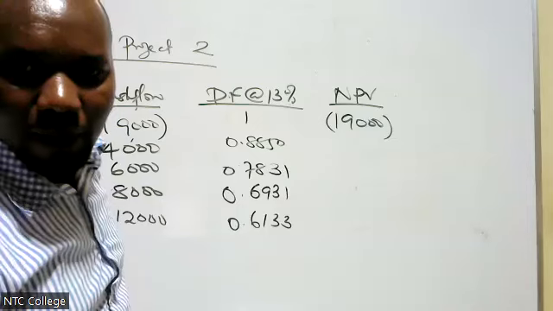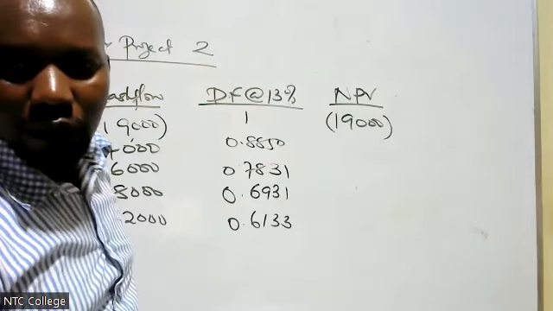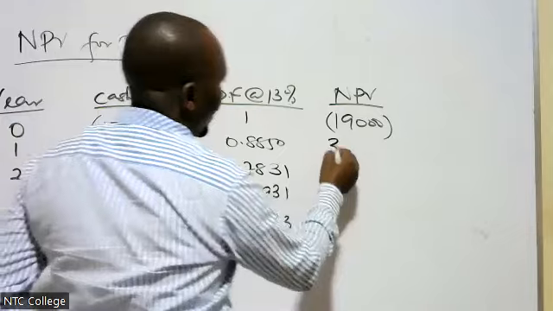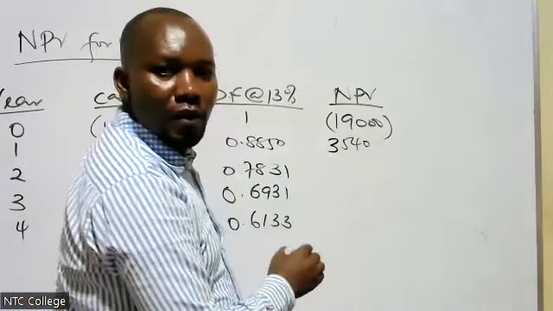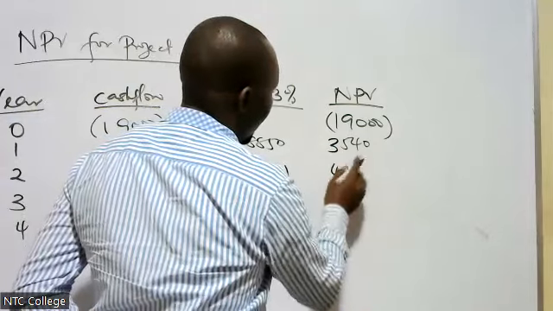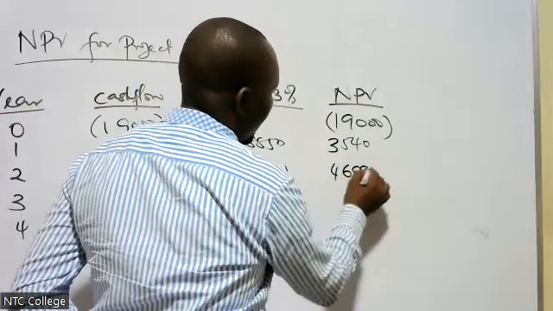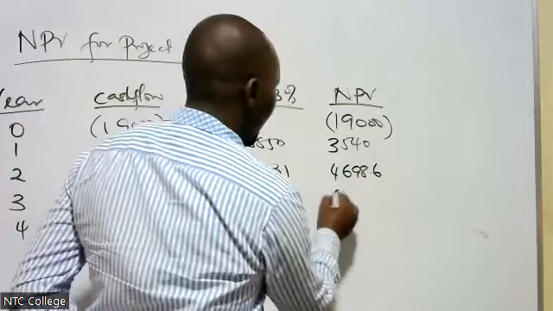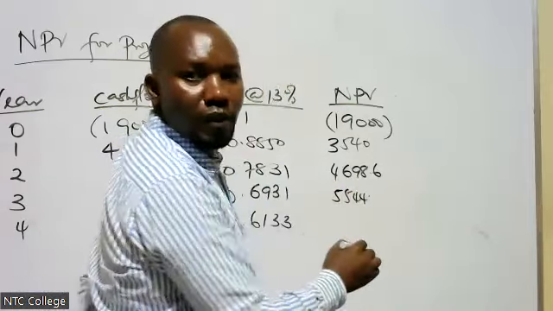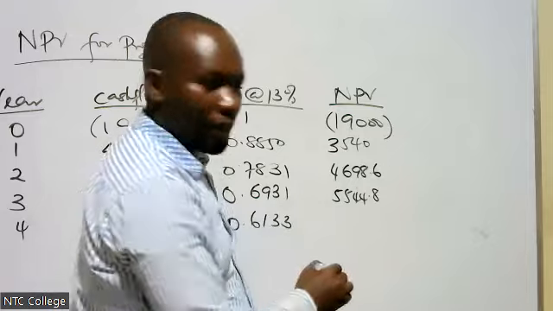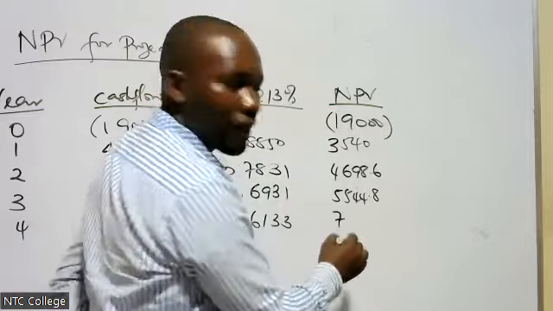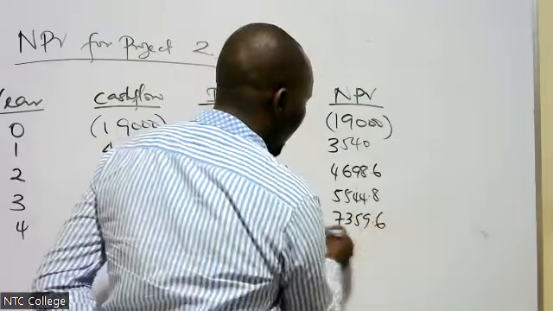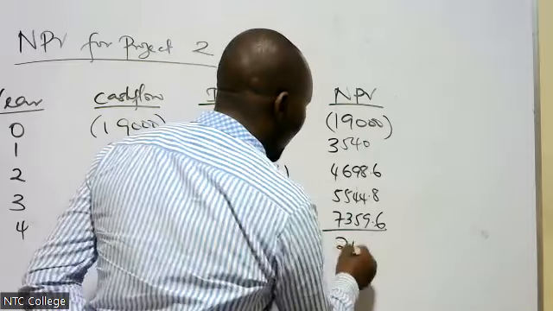Okay, so get the total here. Ruth has given them present value. Year 1 is 30, 35, 40, 46, 98. Point 6, 55, 44. 0.8, 73, 59, 0.6. Then you are saying that our NPV is 2143.